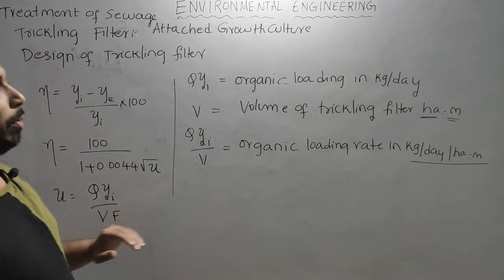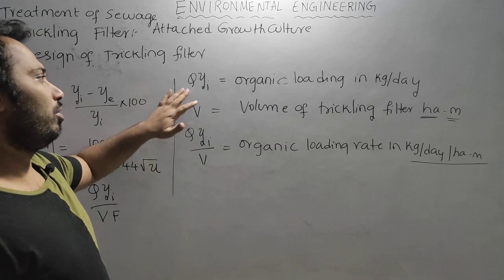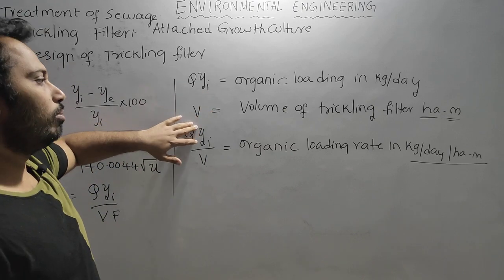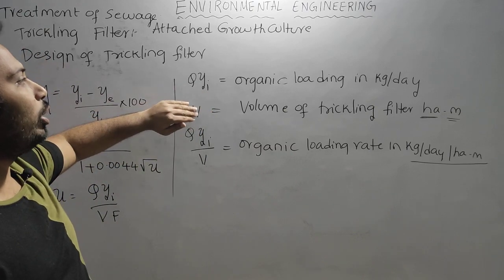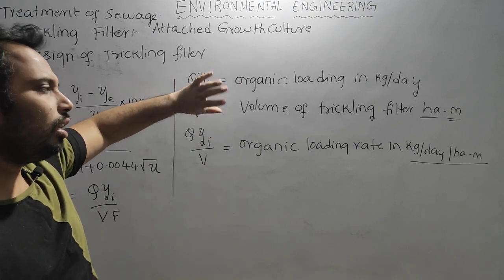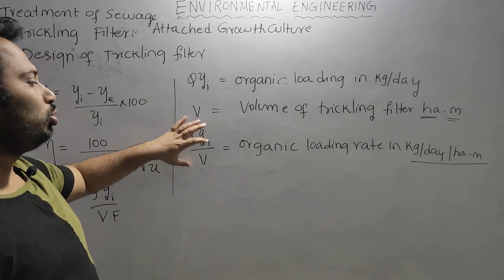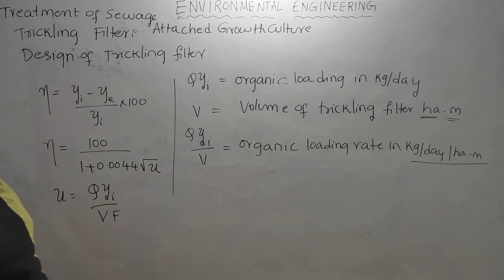Either they will provide you directly the organic loading rate, or they will provide you the rate of flow, BOD in, and the volume of the trickling filter, or they may provide organic loading and the volume of the trickling filter separately. Any of the data may be given, so suitably you need to choose the appropriate value and appropriate formula.